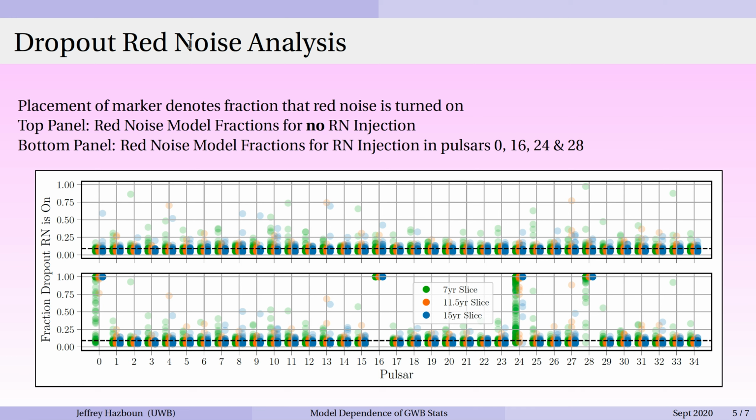The top is the dropout analysis when there's no red noise injected. So in most realizations, most of the time, the red noise is turned off. The bottom is a set of simulations that we did where we inject red noise into 4 of the pulsars, and I'm best betting you can guess which 4 it is: 0, 16, 24, and 28. And depending on what slice you're at and the spectral index and amplitude of the red noises, you get it turned on more often as we go further into the data set. So this works really well. It actually does turn on when there is red noise, as we would hope.